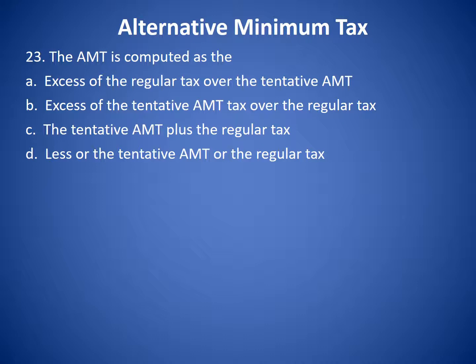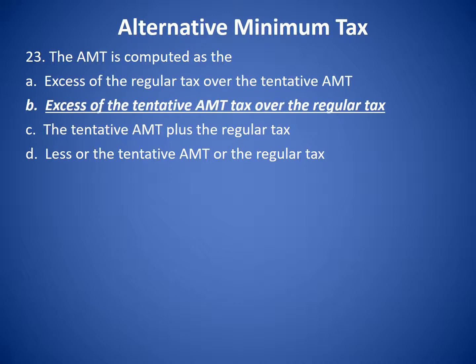Number 23. The AMT is computed as, and again, you're given 4 choices. Stop your video. When you're ready, restart the video for the answer slide. Okay, number 23, the AMT is computed as B, the excess of the tentative AMT tax over the regular tax.